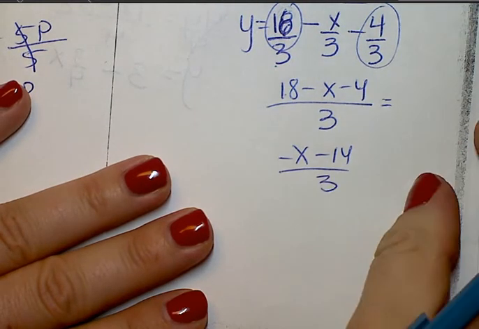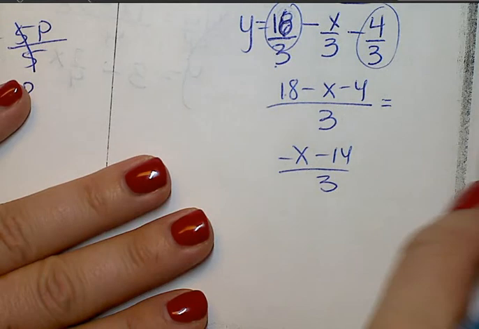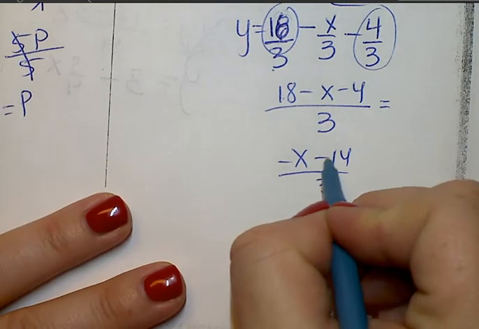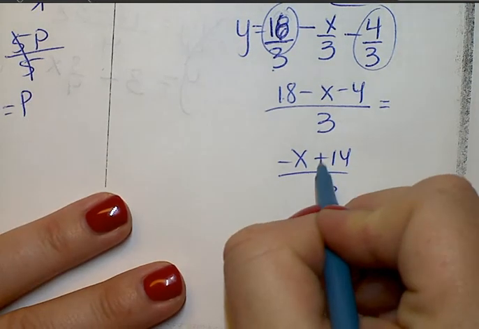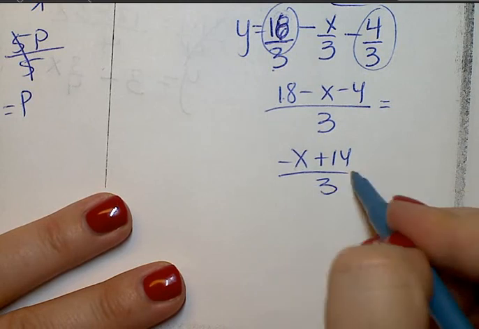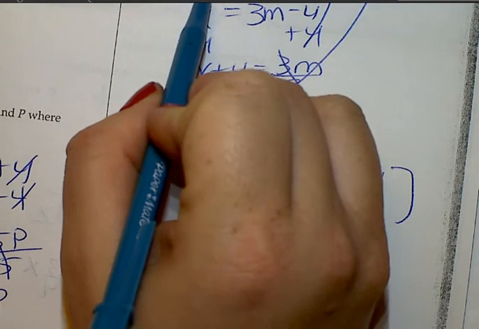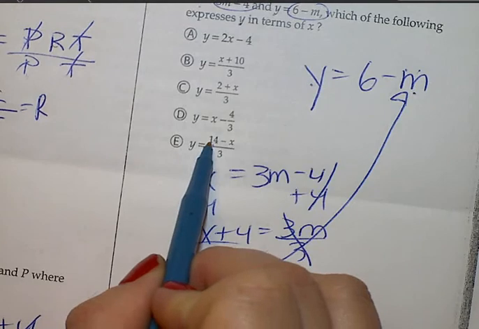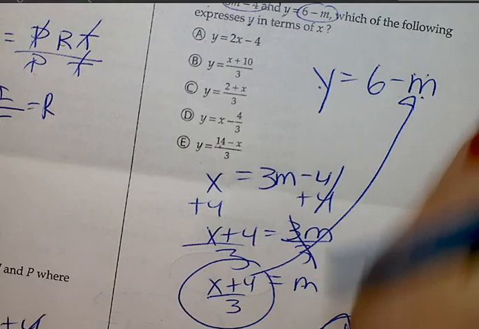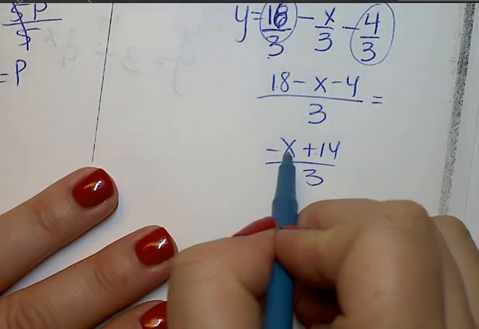Okay. And this should have been a positive 14. So I have a negative x and a positive 14. Let's go back up here. Here's your positive 14 and your negative x over 3. Positive 14, negative x over 3. Correct answer is E.